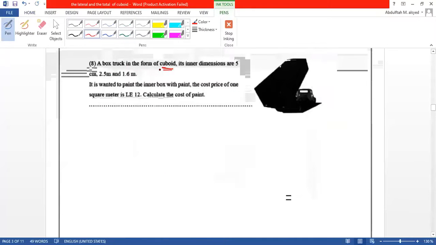A box truck in the form of a cuboid. Its inner dimensions are 5, 2.5, 1.6 meters. It is wanted to paint the inner box with paint. The cost price of 1 square meter is 12. Calculate the cost price. Since he said it's a box truck and didn't mention a lid, we can consider it a cuboid without a lid. The dimensions mean length, width and height, so take them in order: the first is length, the second is width, and the third is height.